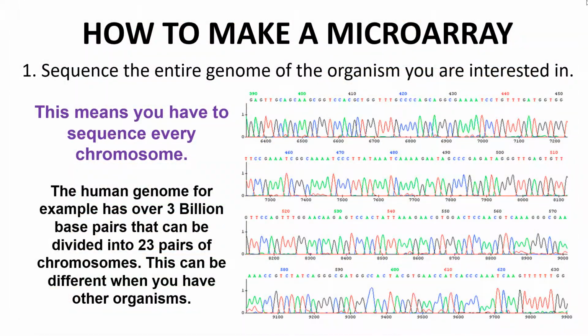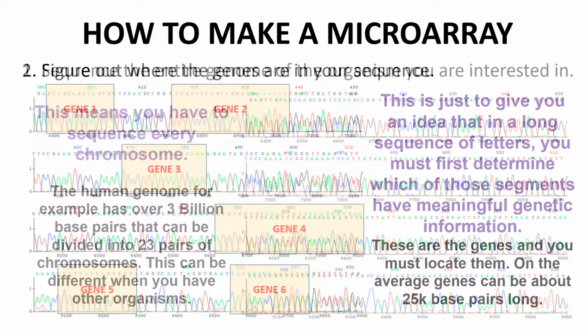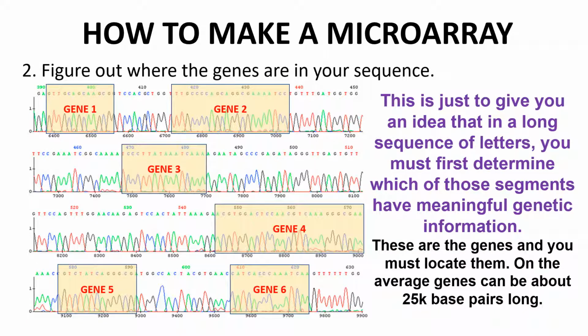First, you sequence the entire genome of the organism that you are interested in. This means you have to sequence every chromosome. The human genome, for example, has over 3 billion base pairs that can be divided into 23 pairs of chromosomes. This can be different when you have other organisms. A genome is just a sequence of letters, so you need to find the sequences with meaningful information called genes.